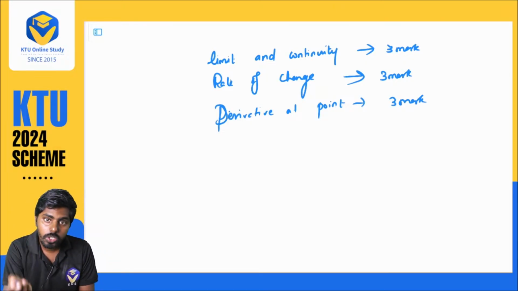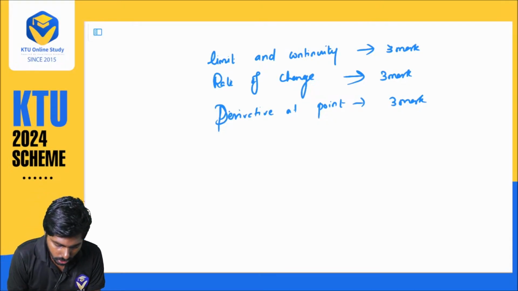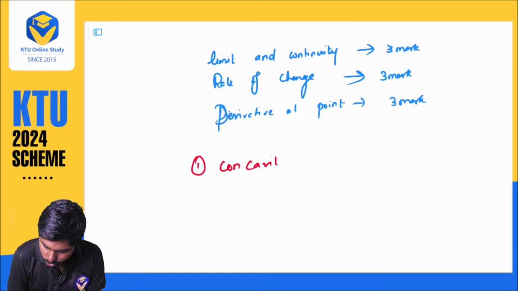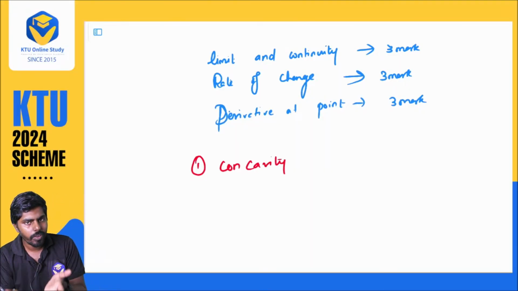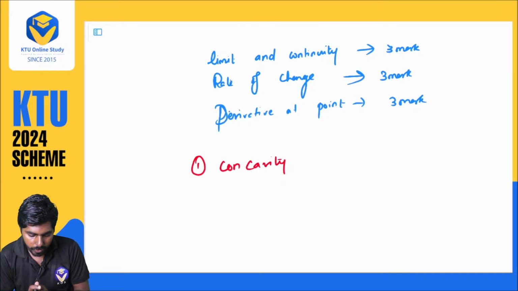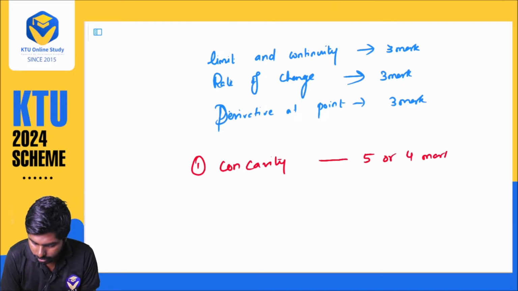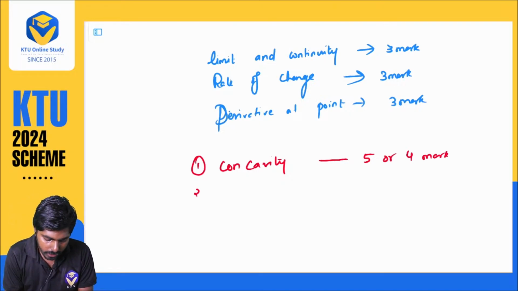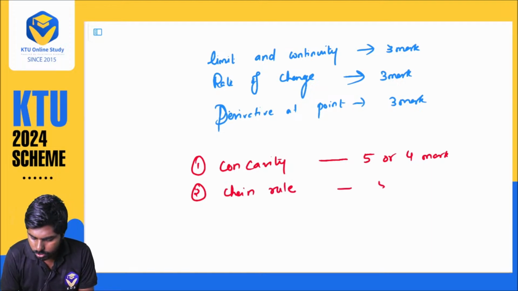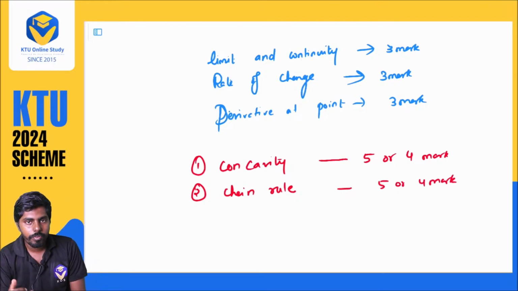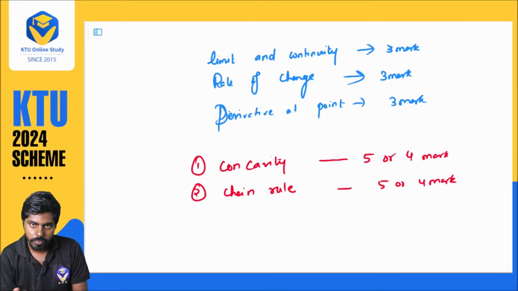Then what topics can we expect for 5 marks? The first one is concavity. Very simple topic. You want to differentiate the function two times. That is a very easy topic. Sometimes it carries 4 or 5 marks. Then chain rule, a very important concept, very simple. It also carries 4 or 5 marks. Depending upon the question, the marks will vary.